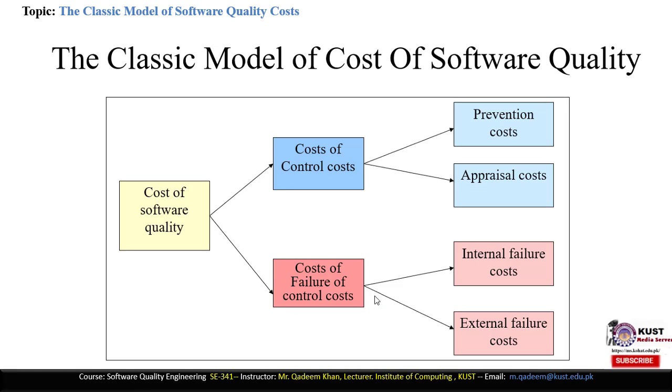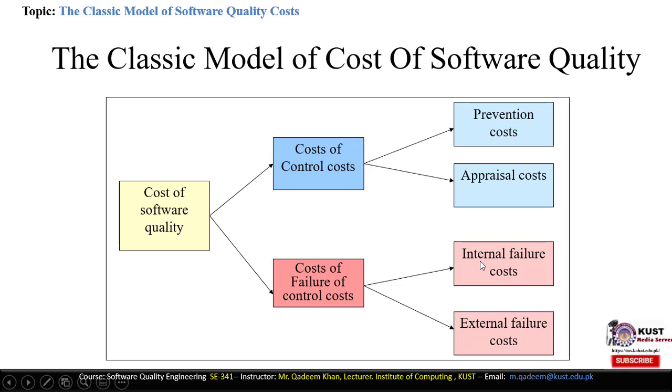Now we can divide these two costs into sub-costs as well. The first ones are the prevention cost and the appraisal cost. Prevention cost means that the failure will be prevented and will not occur, and appraisal cost means the overall observation of the occurrence of failures and the cost that occurs on the observations. While the cost of failure of control is also divided into internal failure cost and external failure cost.